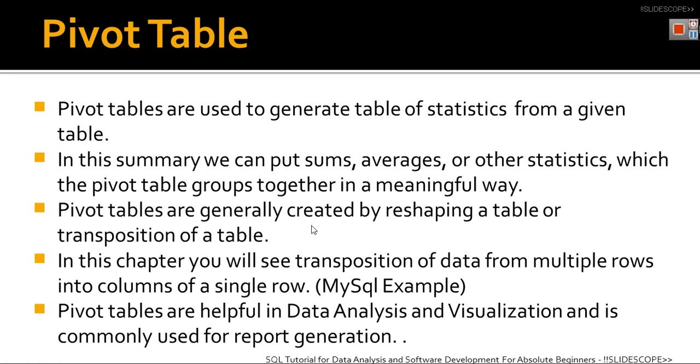That means, suppose in our table we have 6 columns. So this pivot table can be used to reshape a table. We can turn columns into rows and rows into columns. We can transpose the table with the help of pivot tables. In this chapter, you will see transposition of data from multiple rows into columns of a single row. So we will take multiple rows and then convert them into columns of a single row.